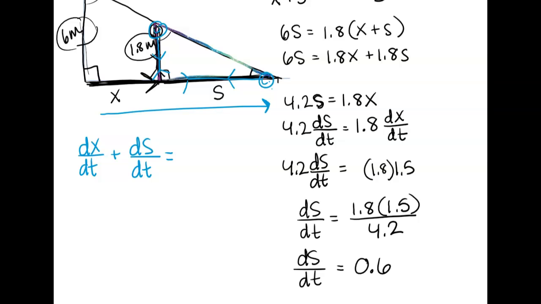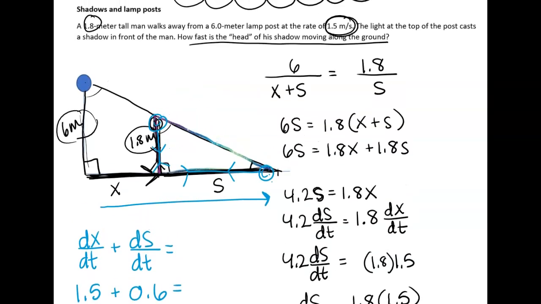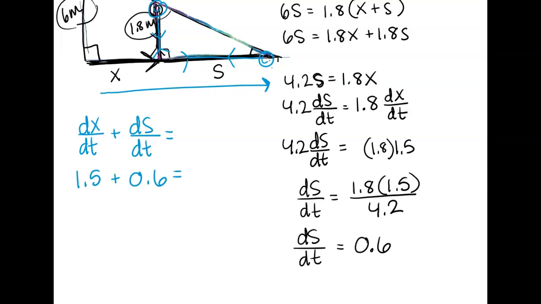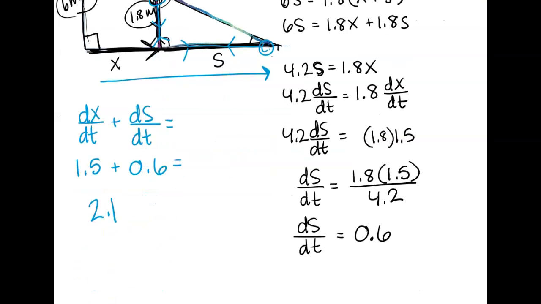And dx/dt we already had, that was 1.5. ds/dt we just solved for, that was 0.6. So the rate of change of his shadow, or how fast the head of his shadow is moving along the ground, is 2.1, and our units were meters per second.